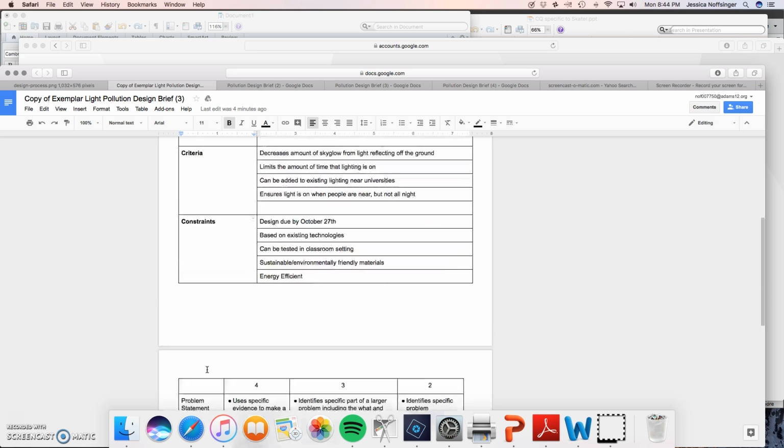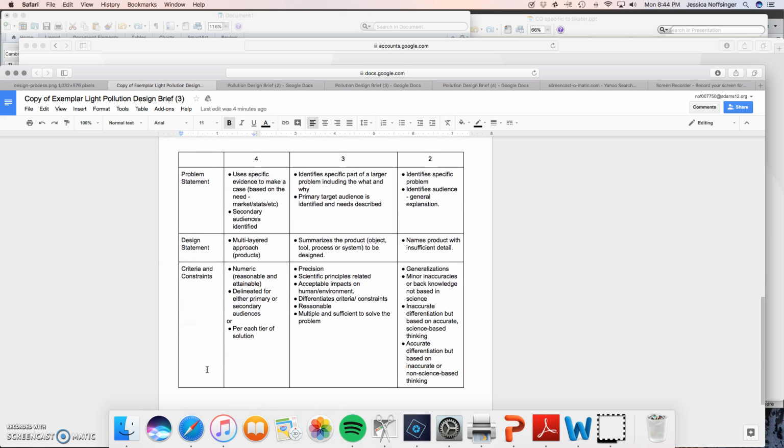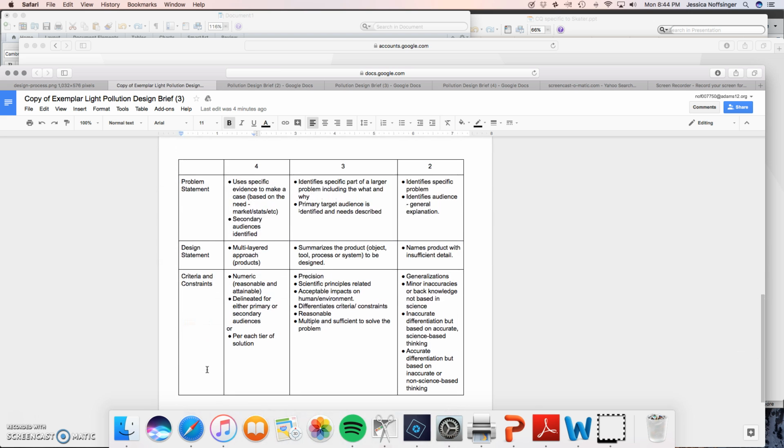Before you begin, I would ask you to look at the rubric that's attached to the template you're going to find in the Google Classroom. Today you're going to start out by looking at the 3. This is what it needs to include. Your problem statement needs to identify a specific part of a larger problem, including the what and the why. You also need to tell me who's your target audience. What do they need for a good solution to this problem?